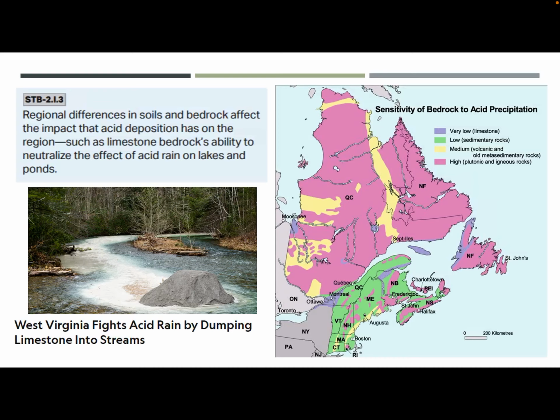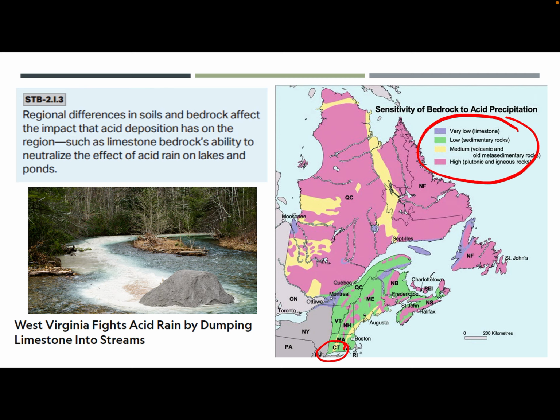It's important to know, additionally, that there's regional differences in our soil makeup and our bedrock that impacts how that acid deposition impacts our region. So we can see here the sensitivity of the bedrock to acid precipitation varies quite greatly across New England and Canada. So Connecticut, our sediments are low to medium in terms of how impacted they are by our bedrocks, low to medium impact from acid rain.